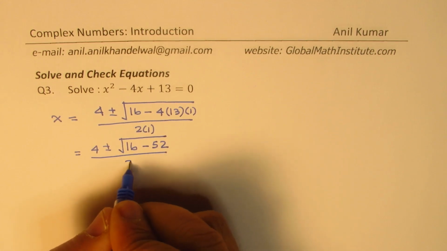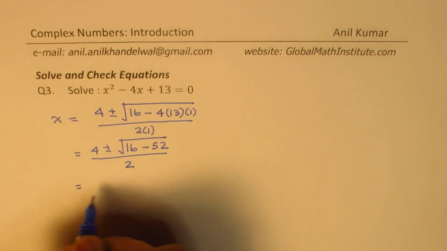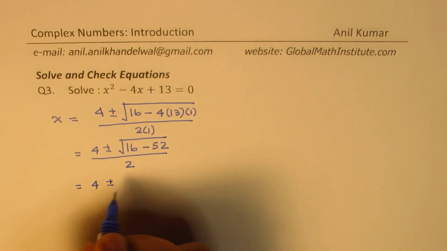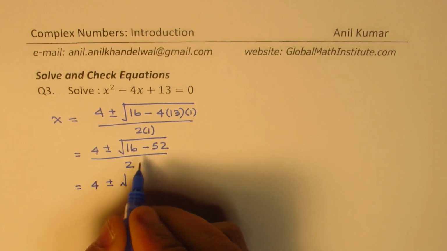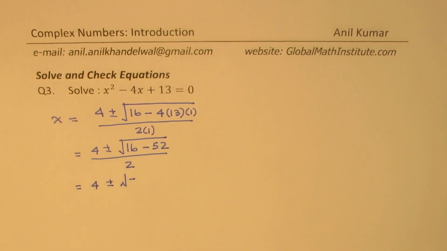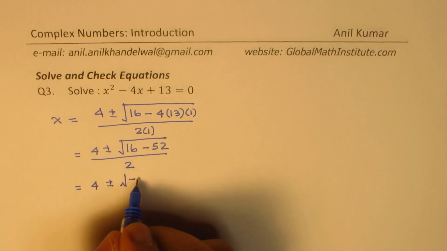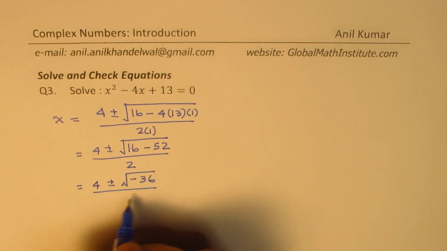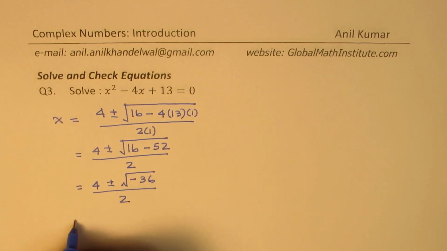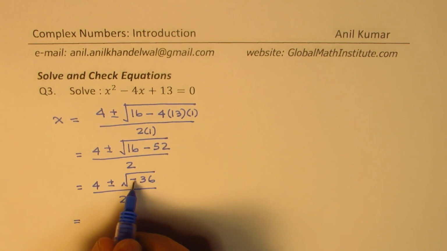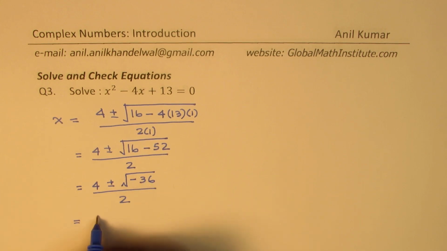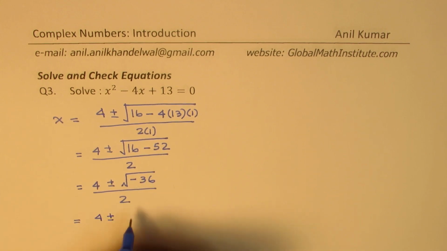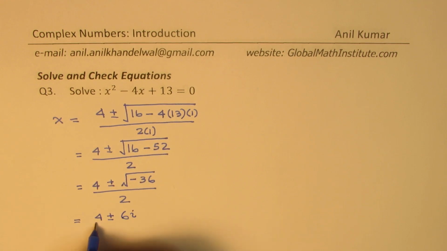Divided by 2. So that gives you a negative number within the square root. Do you see that part? So we have a negative number within the square root, and we get negative 36 within the square root. So we know that the square root of a negative number is iota i, and the square root of 36 is 6, so we can write this as 4 plus minus 6i over 2.